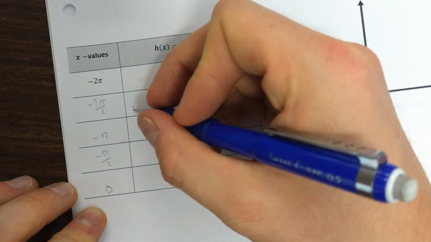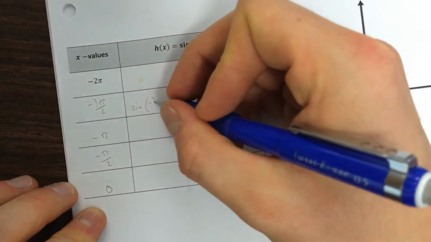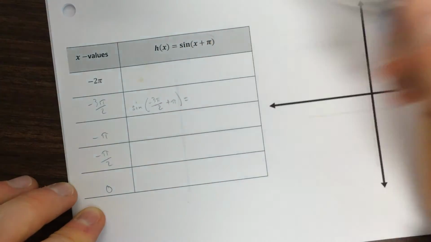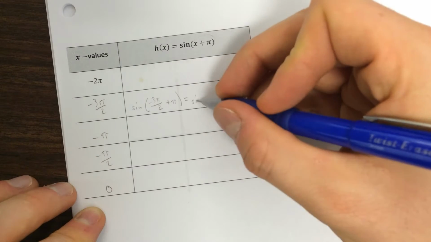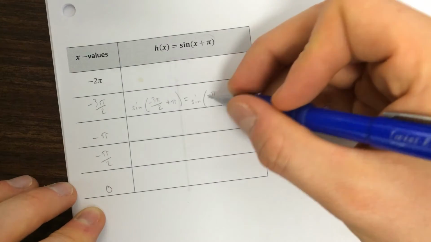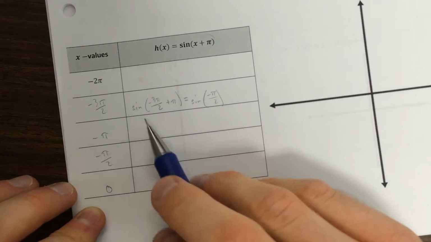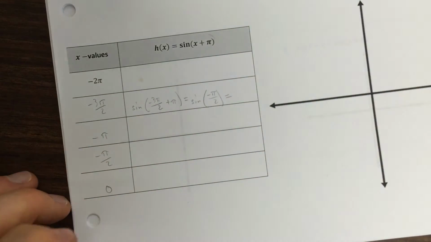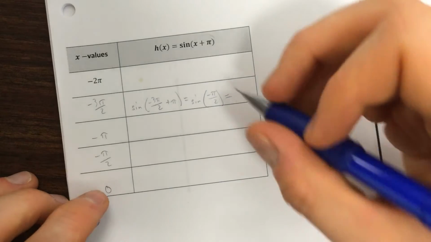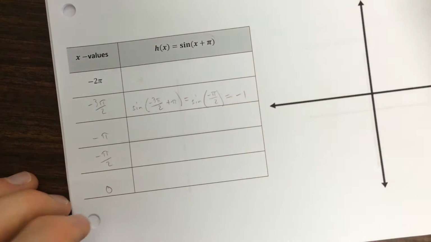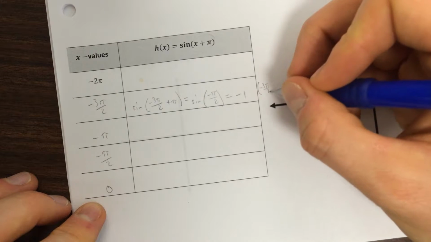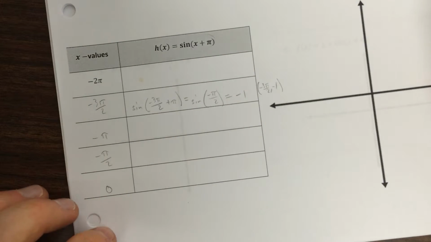So for example, if we do sine of negative 3 pi over 2 plus pi, you'd have to add the fractions, and that would give you negative pi over 2. If you need help with that, you need to come ask me. I'm not going to do that right now. And sine of negative pi over 2 is going to be negative 1. And so our ordered pair is negative 3 pi over 2, negative 1.